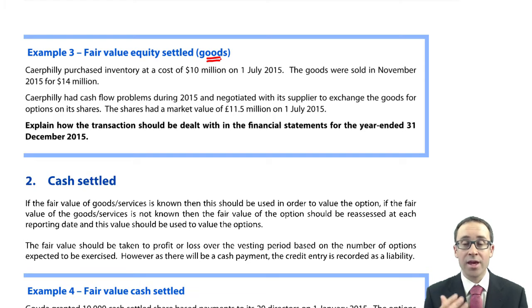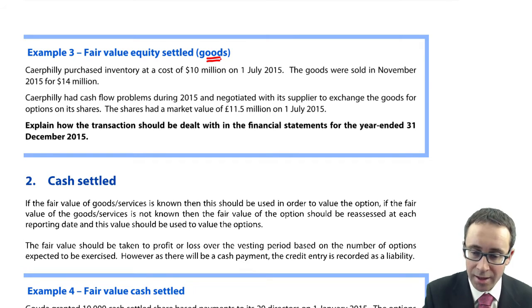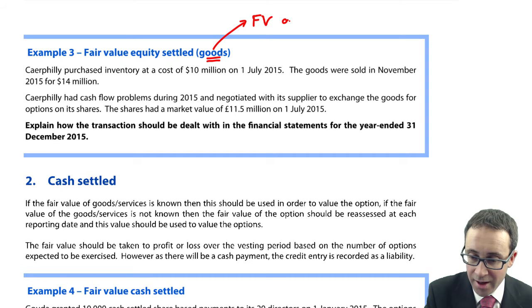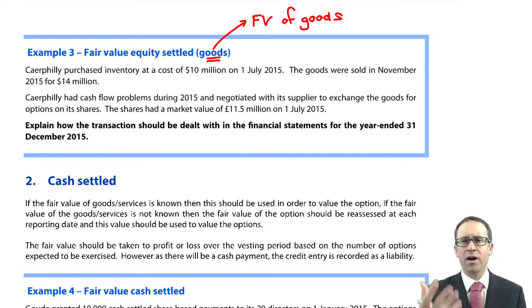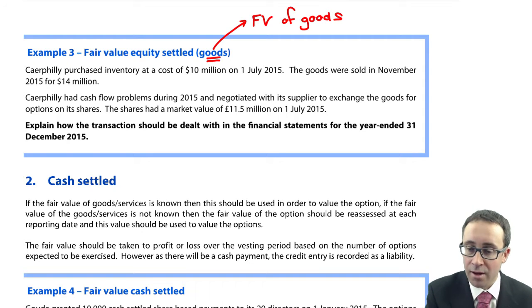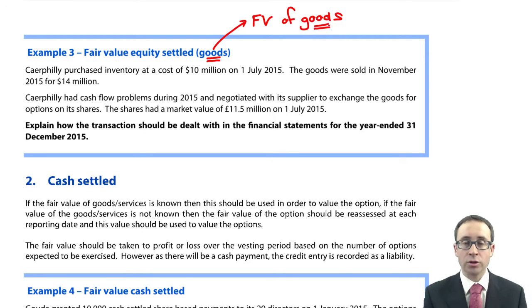Okay, the key bit there is that when you're looking at the fair value, we take the fair value of the goods. We worked out the fair value of the services by looking at the fair value of the share option, which was given to us within those questions. Here the key bit is that you take the fair value of the goods.